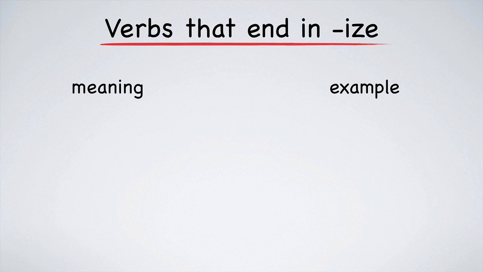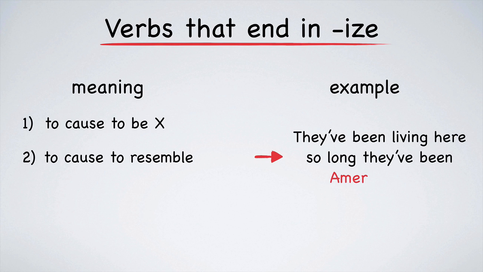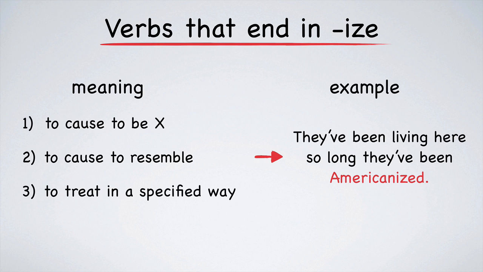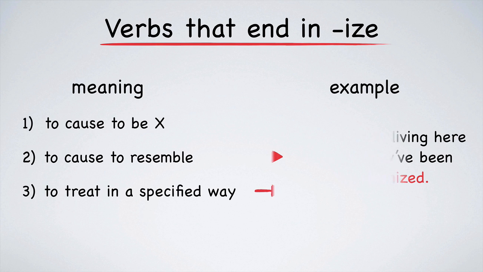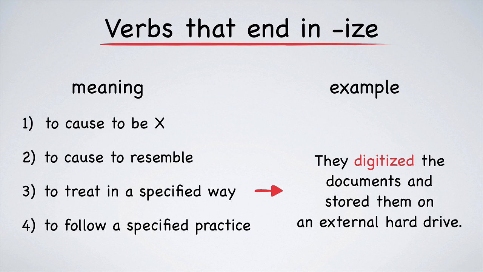First, it has the same meaning as the previous suffix, to cause to be X. For example, the dinosaur skeletons fossilized in the mud. And here's the second meaning, to cause to resemble. As in the sentence, they've been living here so long, they've been Americanized. Another meaning is to treat in a specified way. As in the sentence, they digitize the documents and save them on an external hard drive. Finally, it can mean to follow a specified practice.